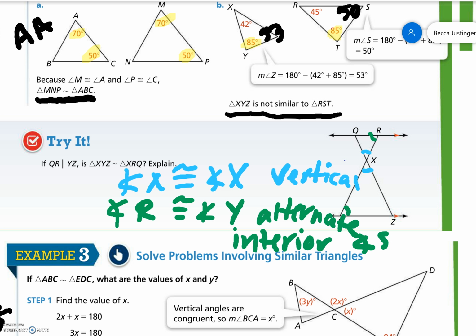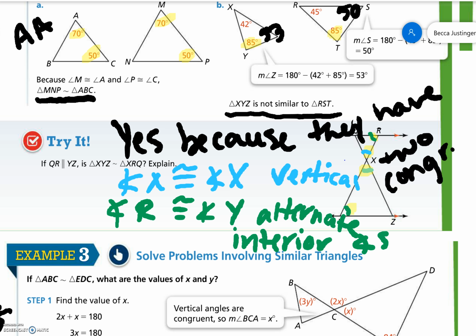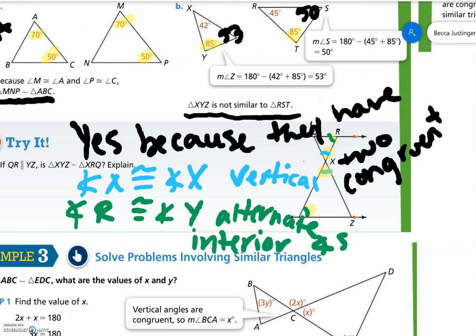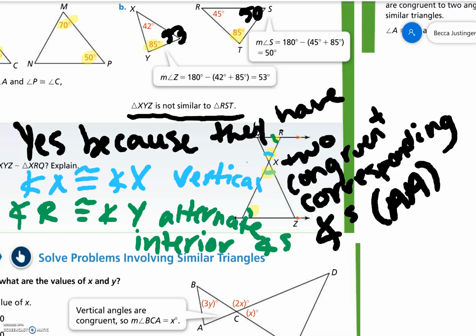All right. So are the triangles similar? Yes, because there's one angle that's congruent, two angles that are congruent. So yes, because they have two congruent corresponding angles. We call that the angle-angle criterion.